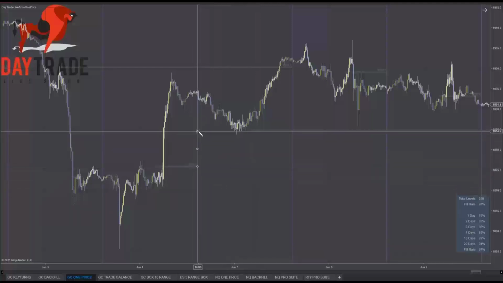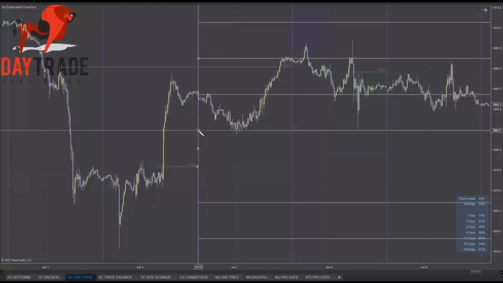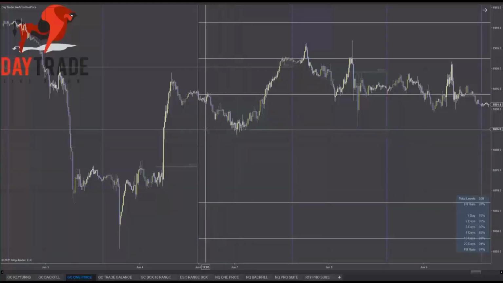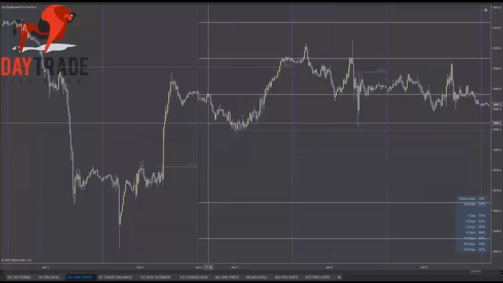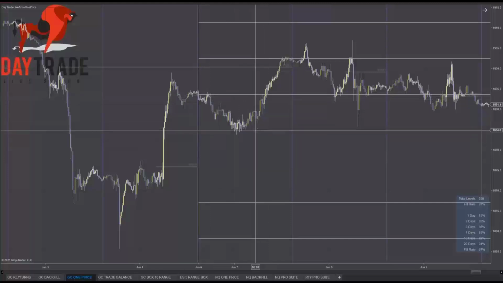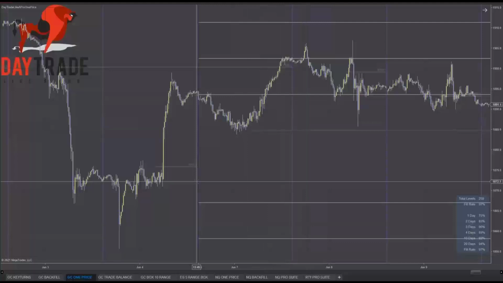So from one day to the next day, I'm just measuring the distance between these, okay? And that's giving me a target for this move. Taking these two levels, just think about it like this. It's really just a measured move between two key levels.